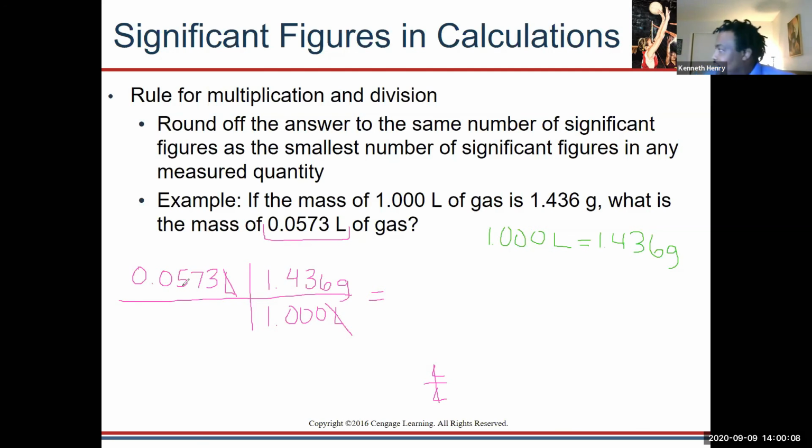Sucks when you don't have your calculator with you. Or my calculator's battery is dead, so I have to go get some more batteries. So who's going to do the math for me? It's 0.0822828.